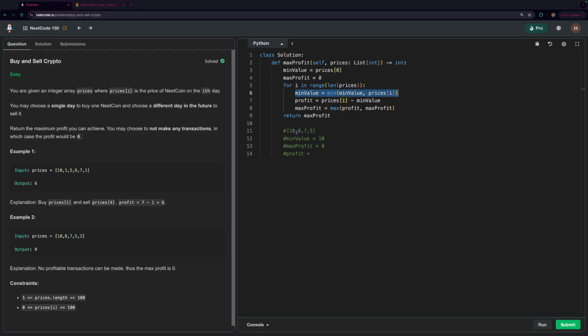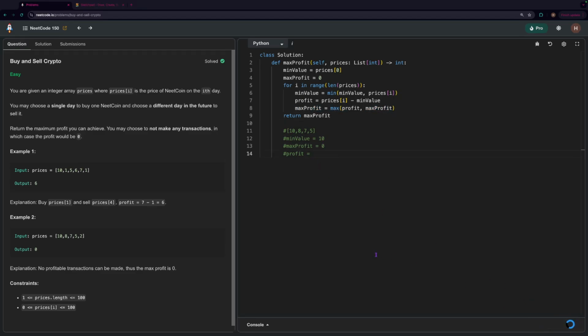Now, again, we are on the second iteration, so now we're on this 8. So min value compares 10 and 8. Min value gets assigned 8 because 8 is a lesser value. Profit now subtracts 8 by 8, which is 0, and then max profit just stays at 0. So it's the same thing that is going to happen again. 7 is less than 8, so min value gets assigned to be 7. Then you just subtract 7 by itself, and this stays at 0.